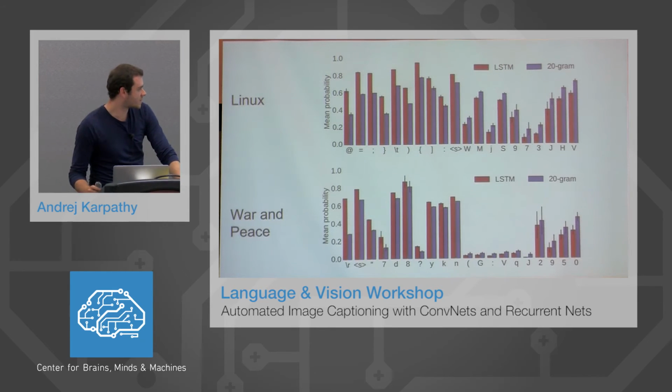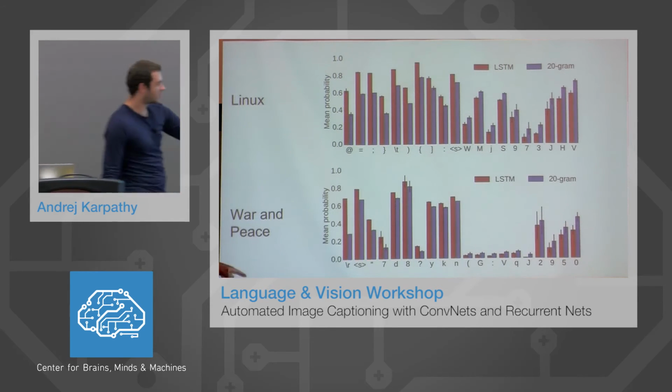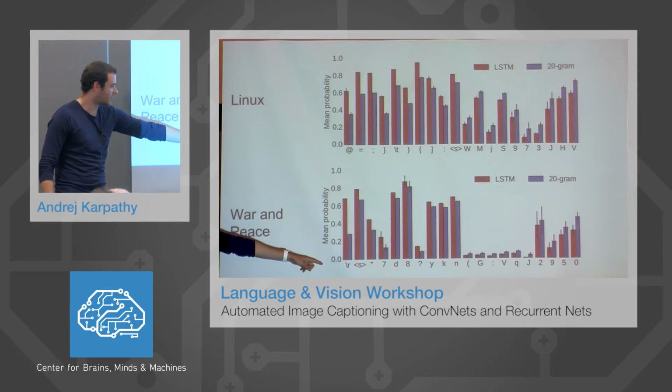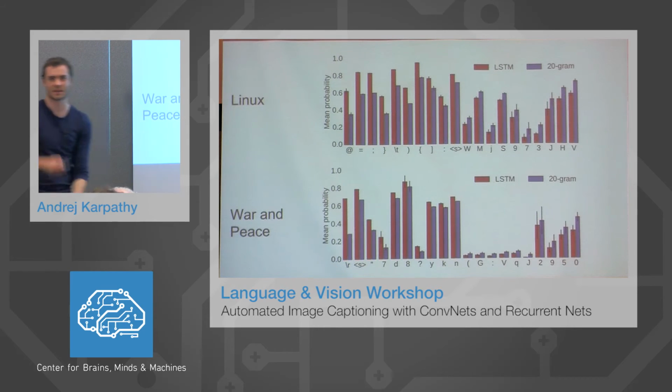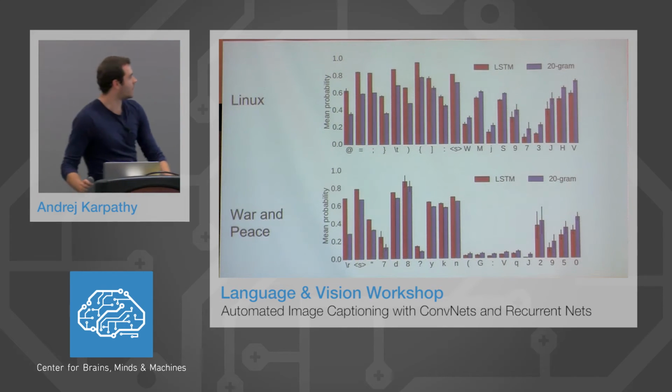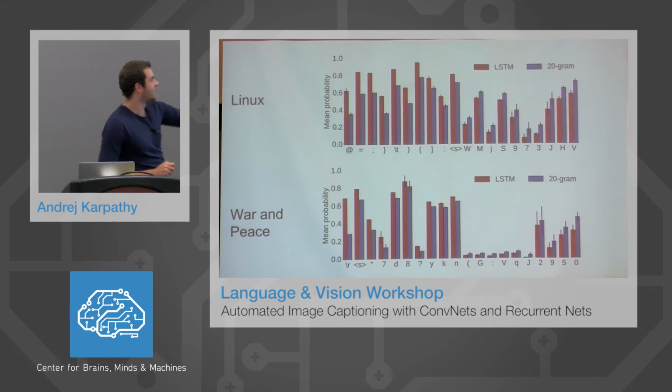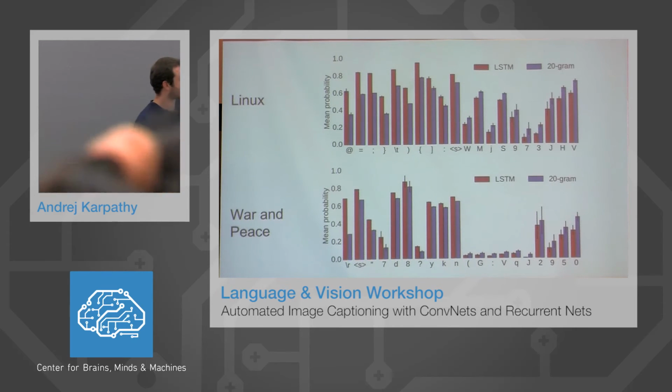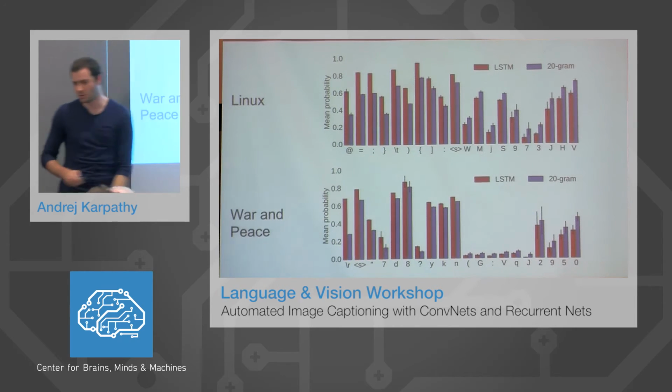In terms of War and Peace, what's interesting is, again, a similar story, where we outperform the 20 gram by a lot on /r. This is a carriage return character. It's a new line. I'll show you this in a bit. I'll come back to this War and Peace result. But for now, for Linux, we saw that the closing brace is something we do quite a bit better on.